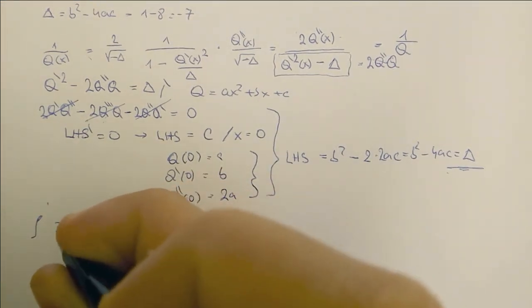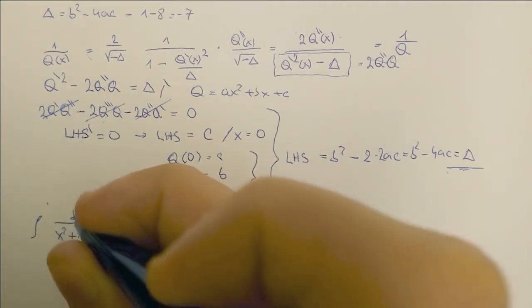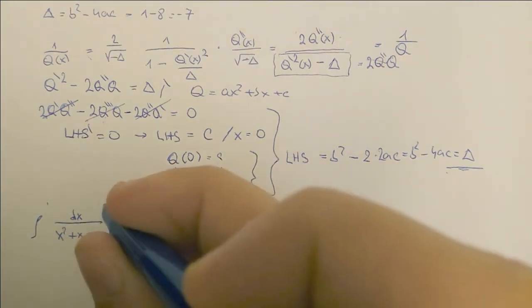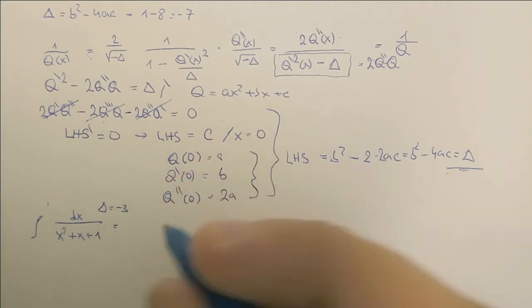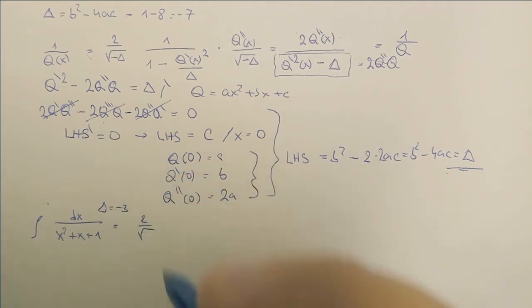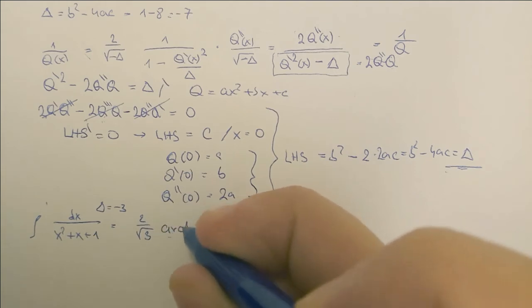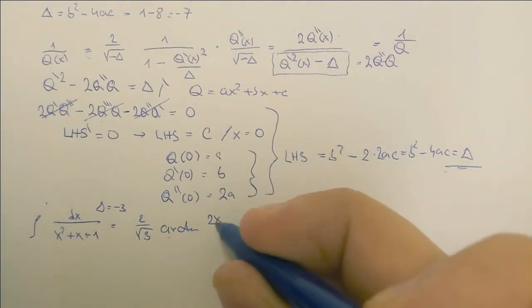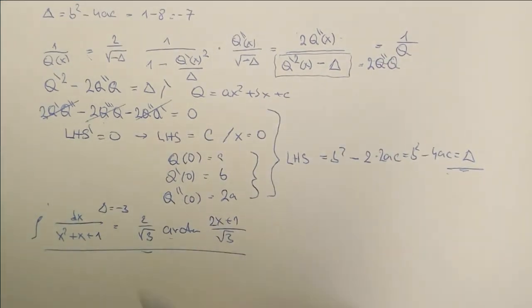For example, this is a very easy integral, and I will compute it very easily, because delta is here b squared, which is 1, minus 4, so delta is minus 3, so the answer is 2 over square root of minus delta, which is square root of 3, arcus tangent of q prime, which is 2x plus 1 divided by square root of 3. How simple is that?